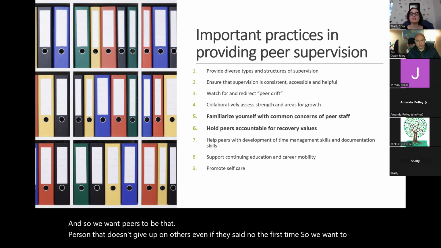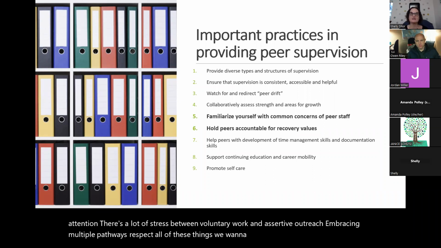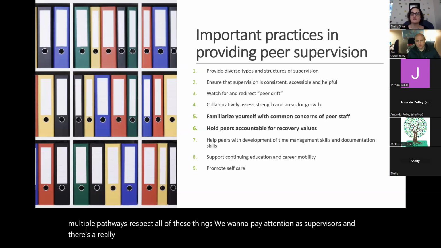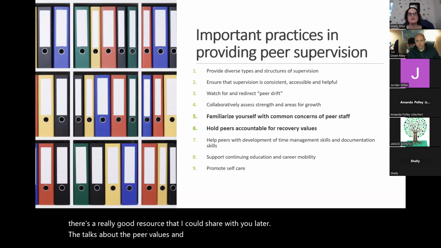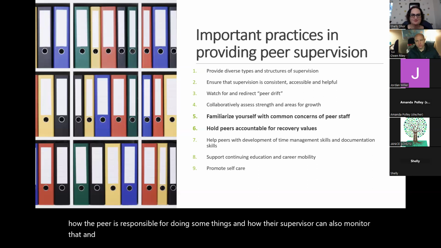There's a lot of stress between voluntary work and assertive outreach, embracing multiple pathways, respect, all of these things. We want to pay attention as supervisors. And there's a really good resource that I could share with you later that talks about the peer values and how it moves from values to practices in the field, and how the peer is responsible for doing some things, and how the supervisor can also monitor that and support the peers with that.